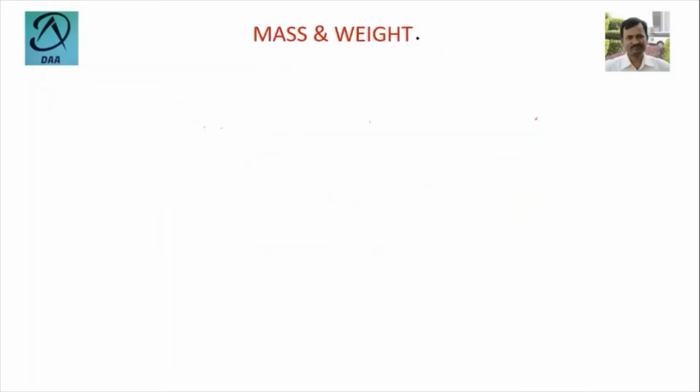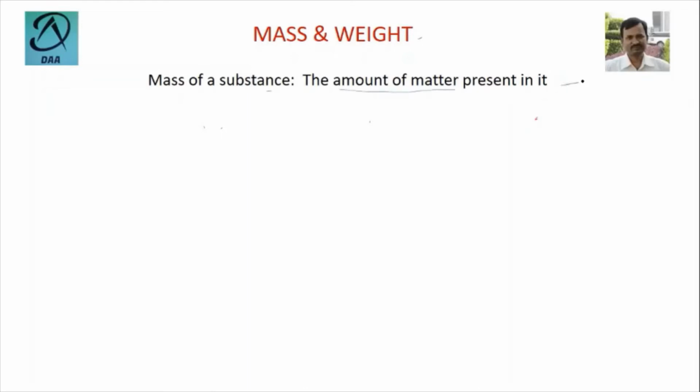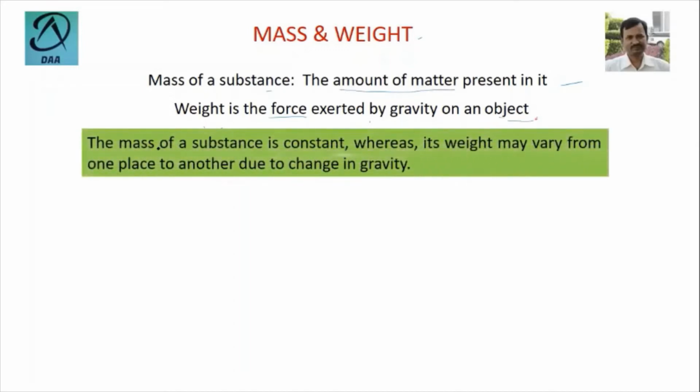First we will discuss mass and weight. The mass of a substance is the amount of matter present in it. But weight is the force exerted by gravity on an object. That means the mass of a substance is constant because it is only the amount of matter, but its weight varies from one place to another due to the change in gravity.